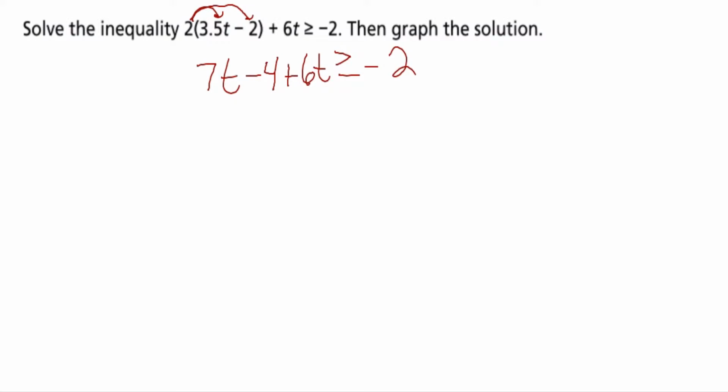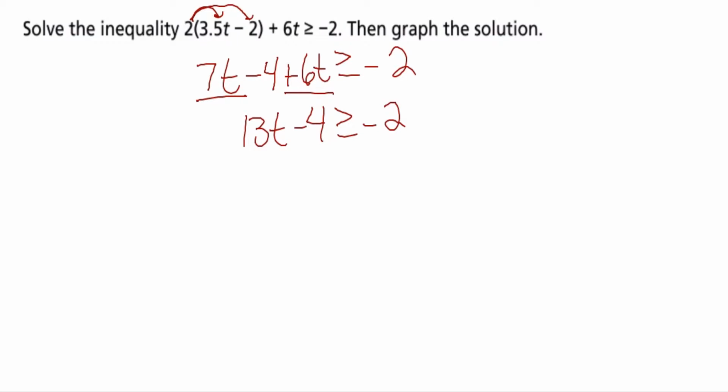Next, I have to combine my like terms. My like terms are positive 7t and positive 6t. And when I combine that, I get 13t. Now I'm going to bring everything else down. And then I have to start undoing because everything is completely simplified.